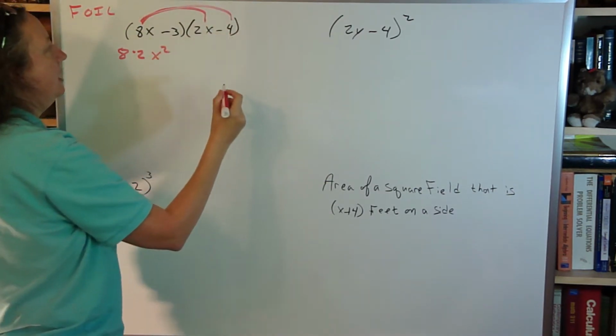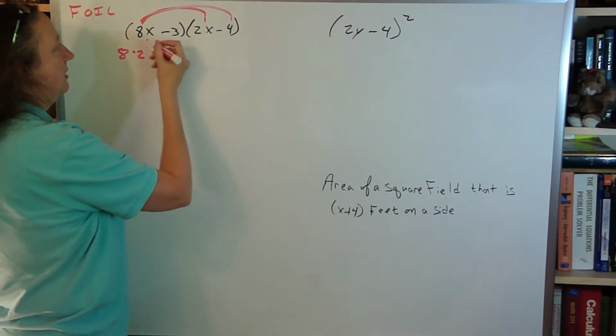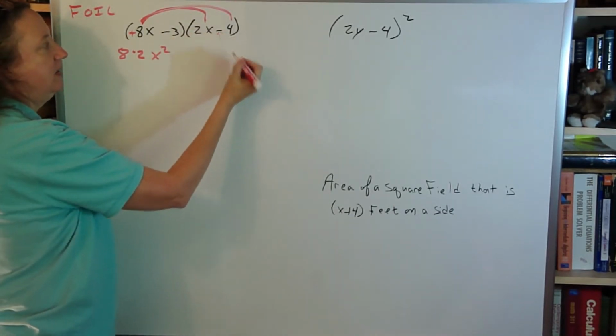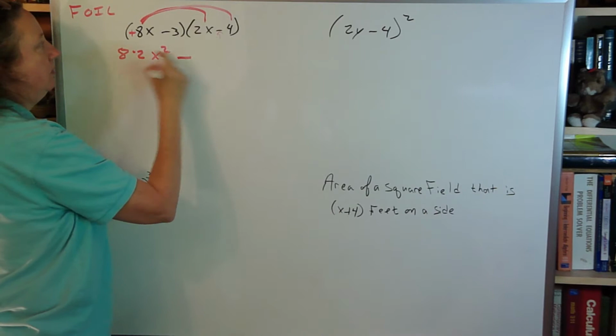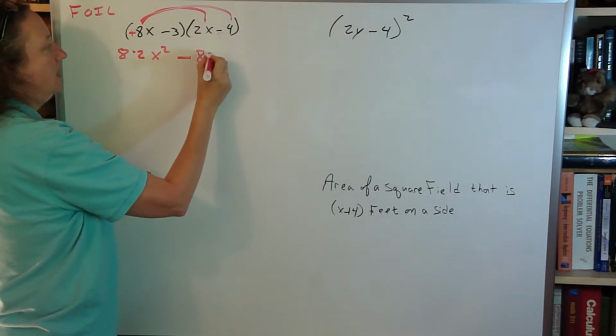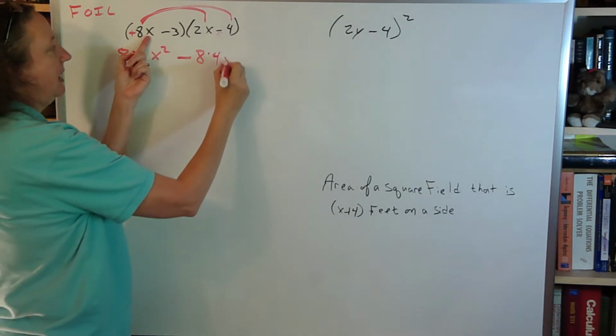Outside times outside. That's an understood plus there. That's a minus sign there. So plus times minus is minus. 8 times 4, and we have the x there.